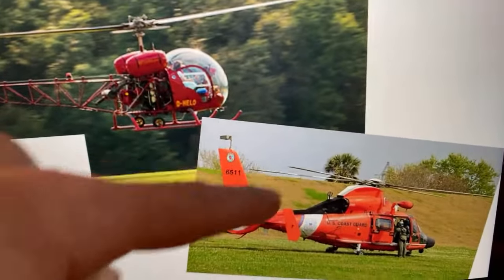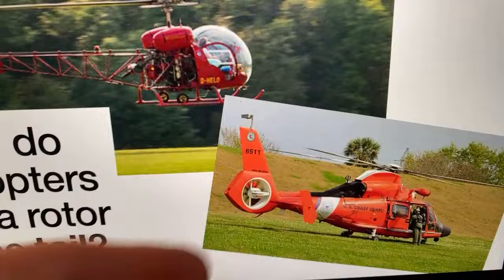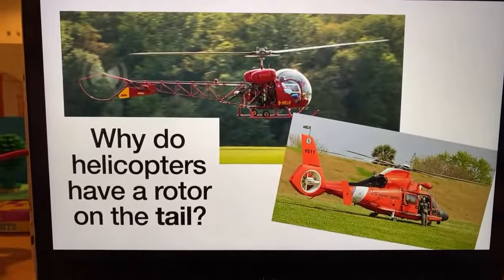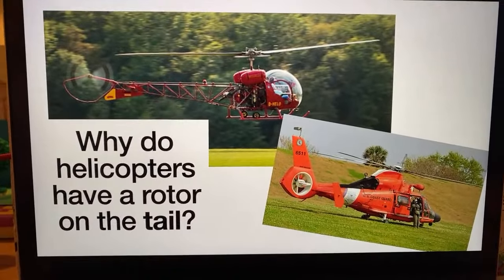And if it was to keep the tail up, it would be on the top, wouldn't it? So why is it on the side? Did you draw your helicopter's rotor on the side? I do hope not. I hope I can teach you this because this is so cool.